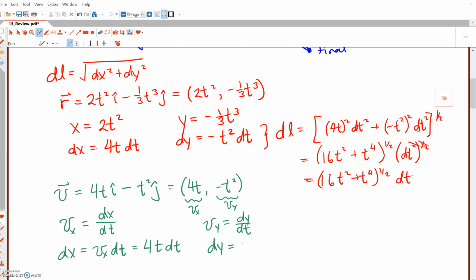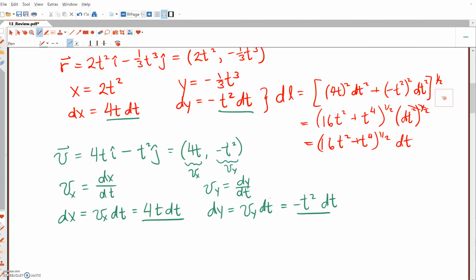Rewrite this in terms of dy: it's v sub y dt, and that equals negative t squared dt. Well, already I'm starting to see that these results are going to give me the same expression for dl. So dl is equal to the square root of this thing squared plus that thing squared, which is really just written here. So I'm just going to rewrite it again: 16t squared plus t to the fourth, all to the 1/2 power dt.